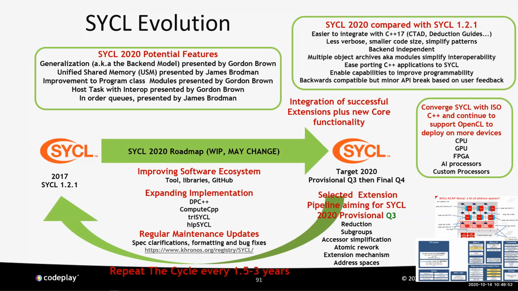And on the far right, you're going to see our main goal is converging SYCL and ISO C++ while continuing to strongly support OpenCL, driving to support many more kinds of chips, similar to the oneAPI goal. The main diagram illustrates our philosophy of moving from SYCL 1.2.1 to SYCL 2020 and iterating the cycle with new releases every 1.5 to 3 years from the previous to the next release.